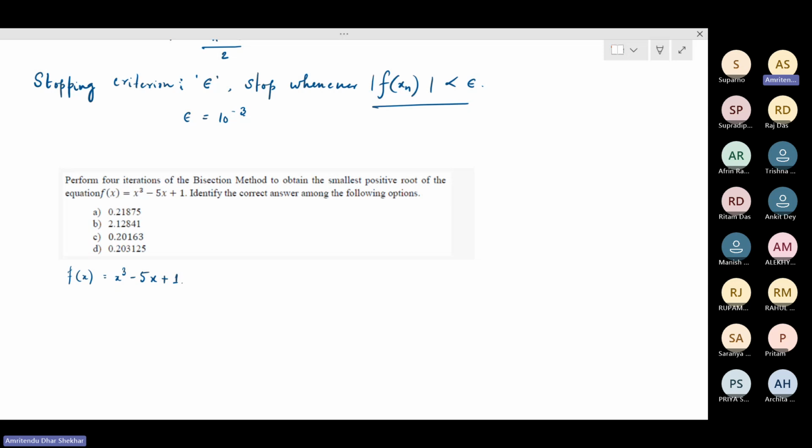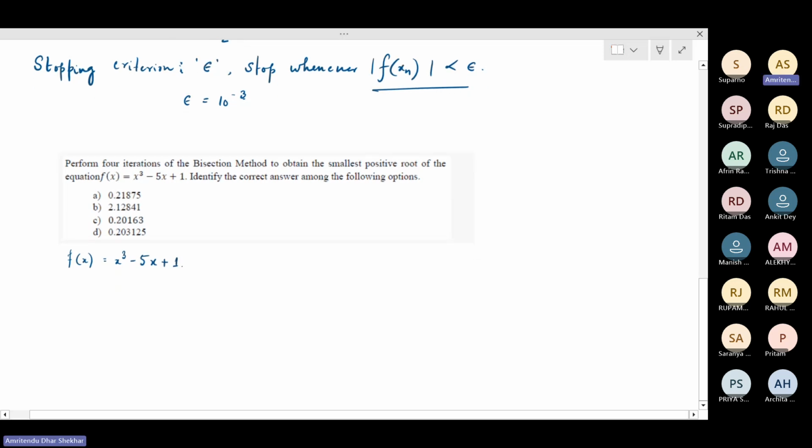Let's say you start off with an initial estimate of the root. Let's say you look at the interval 0 comma 1. At 0, f is equal to 1, and at 1, f is equal to minus 3.